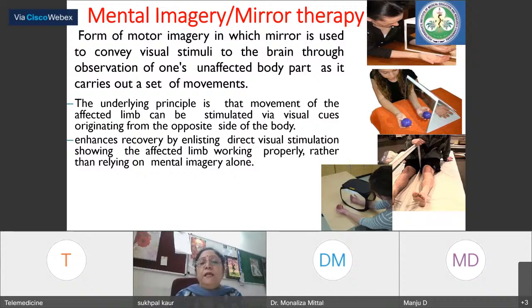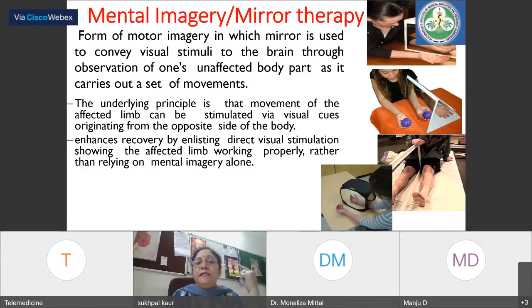So from the name itself, it should be clear that herein we are making use of a mirror, in front of which the person is moving the normal limb, and the image is being carried to the patient's mind that he is moving the affected limb. So that message is being sent to the brain of the person. That really helps in improving the motor power of the affected limb. Of course, a lot of time is required for such types of interventions to see the effect.